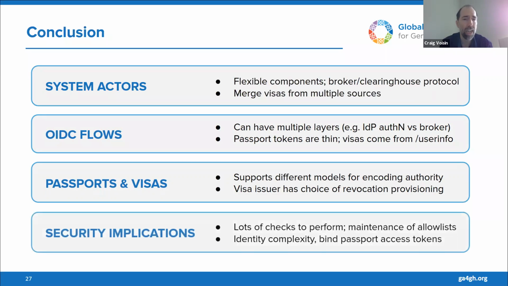And finally, the security implications: lots of checks to perform. Maintenance of allow lists is in your domain to do, and there's identity complexity that we need to manage with multiple identities and linked identities. And lastly, don't forget all of the underlying security things that all these protocols are built on. OIDC and OAuth2 are doing a lot of the heavy thinking on how you secure these tokens. So there's a lot of work to do there as well.